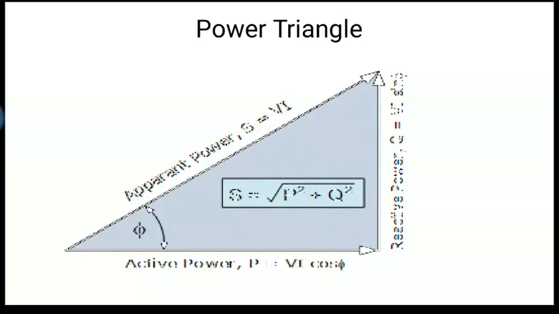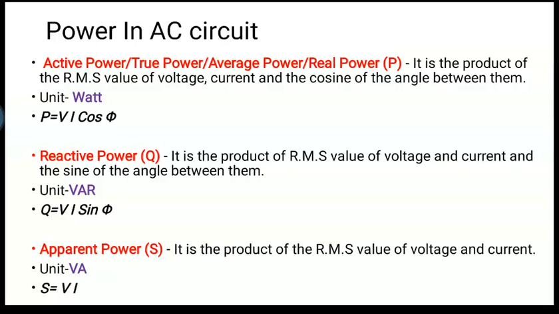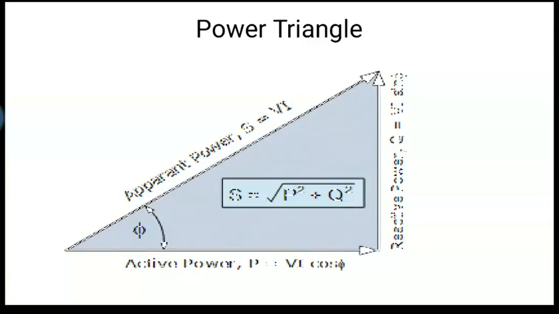The picture is not clear, but still you will understand. I will tell you. You can draw it in your book also. So it is a right angle triangle. No need to draw this arrow. You can simply draw a right angle triangle. So the hypotenuse is nothing but apparent power, right? S is equal to V into I. That is the third one. Okay. The apparent power is making the angle with the active power.